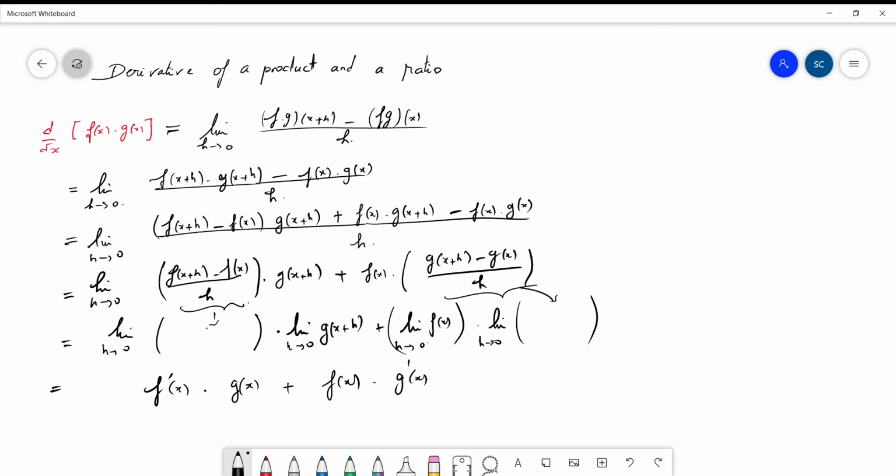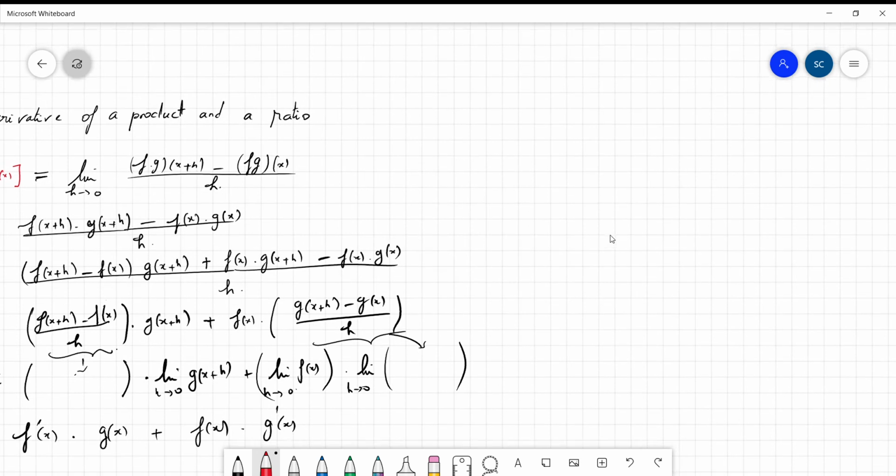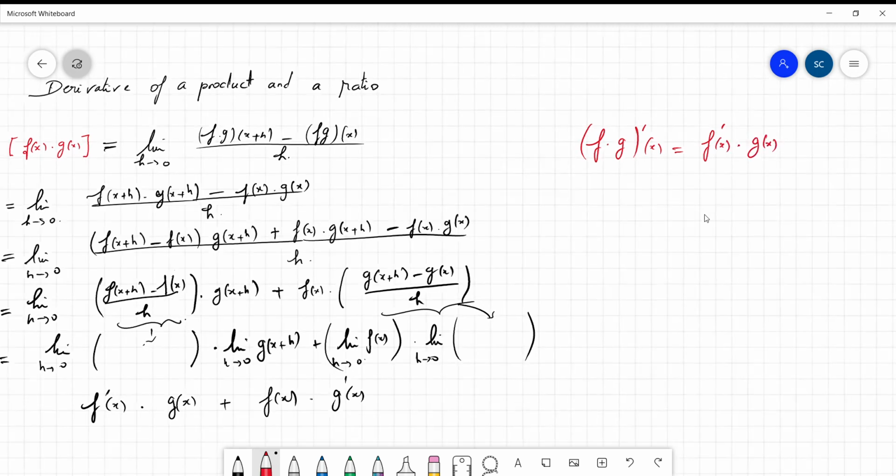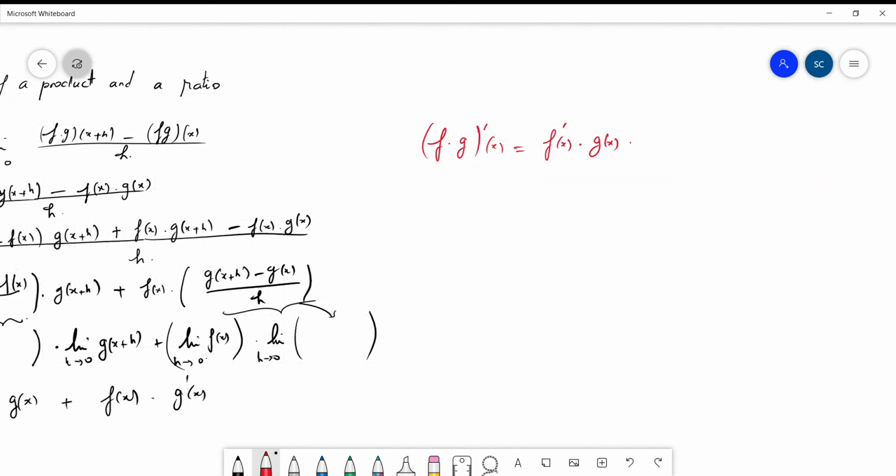So the first rule we obtained is the following. Let's write it in red. What we established is that the derivative of the product of the functions f times g is: I derive the first function, times g(x), plus f(x) times the derivative of the second function.